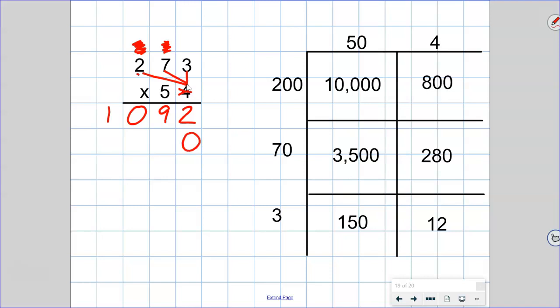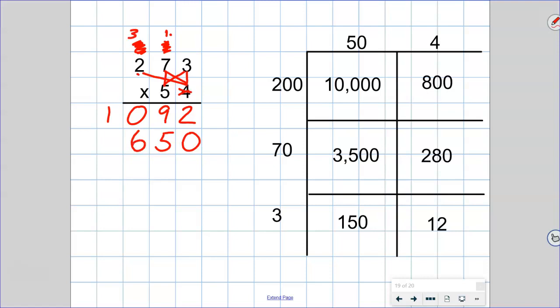So now it's time to do the 5. We're going to do it in the same order. I'm going to start with 5 times 3 equals 15. So I'm going to carry the 1 and leave the 5. Now I'm going to go 5 times 7, which is 35, but then I got to add that 1. That gives me 36. So I'm going to carry the 3 up above, leave the 6 behind.